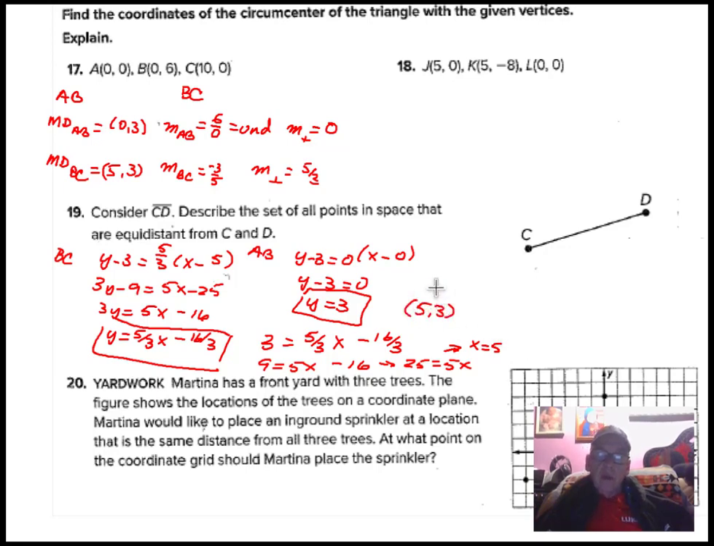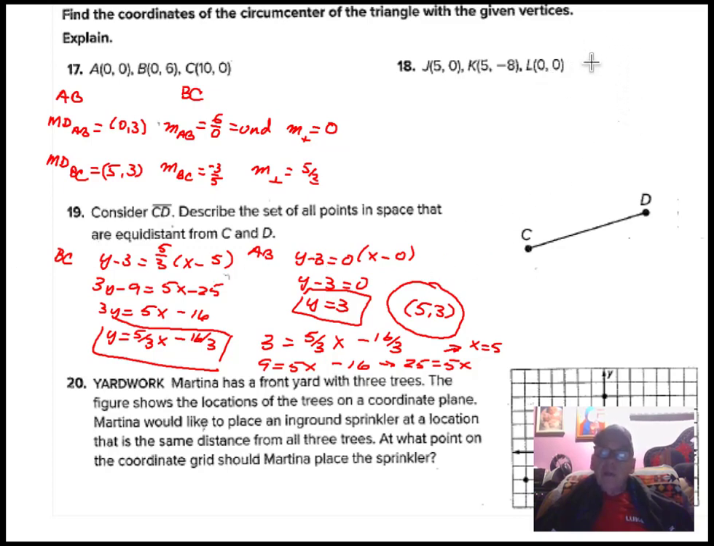So that's going to be the point of intersection of the perpendicular bisectors, or the point of concurrency of the perpendicular bisectors of this triangle, which is the point that's going to be equidistant from each one of these A, B, and C points. So that's the algebraic method. Let's do number 18 graphically, which will give us an estimate.